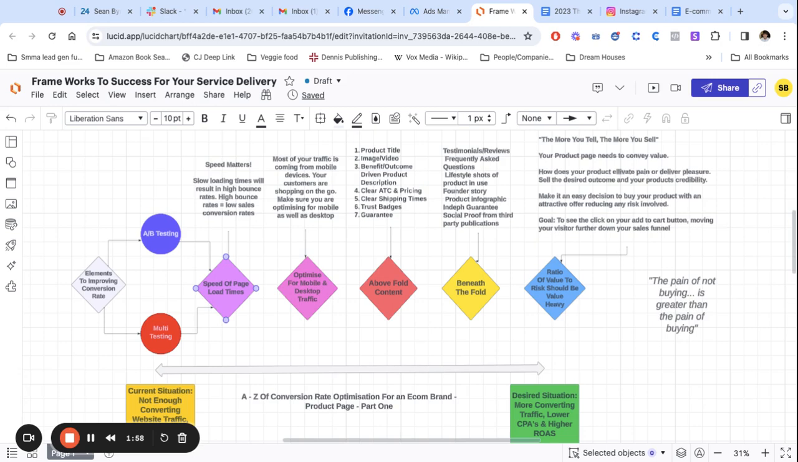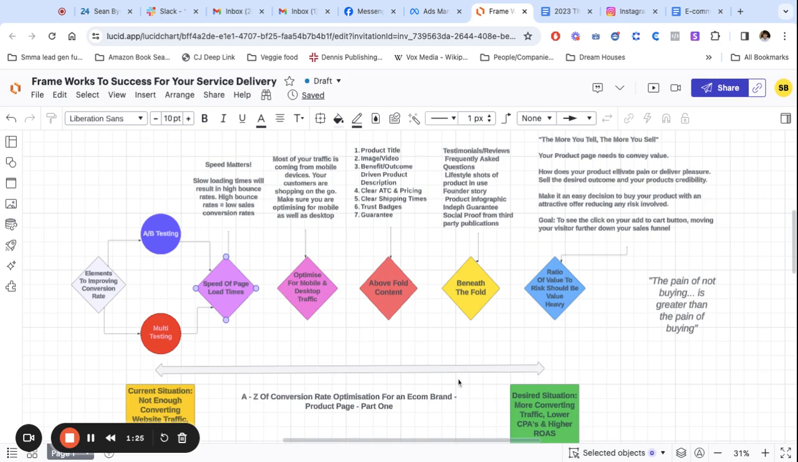Okay, beneath the fold, try testing out things like testimonials, frequently asked questions, lifestyle shots of the products in use, founder story, which always helps with conversion, product infographic, in-depth guarantees, and social proof from third-party publications. And then lastly, the ratio of value to risk should be value heavy. What I mean by that is you need to be conveying as much value as possible. That will help with your conversion.